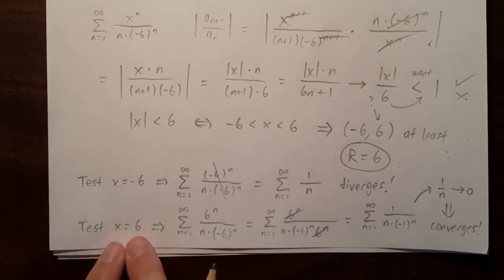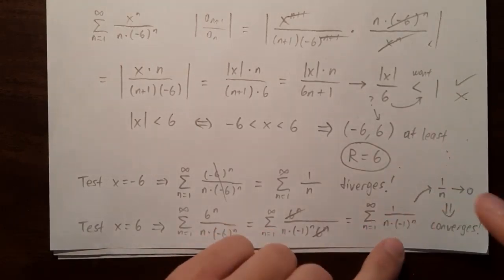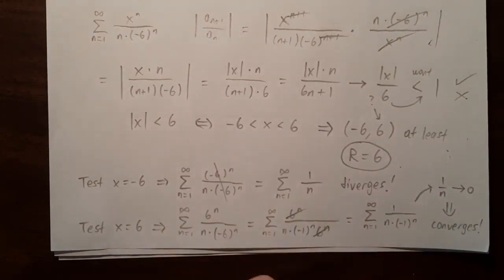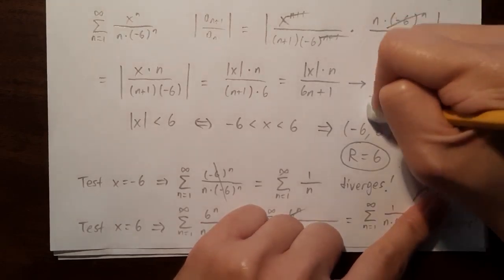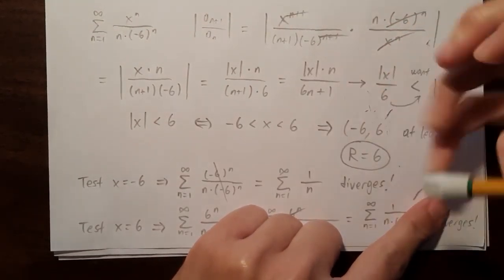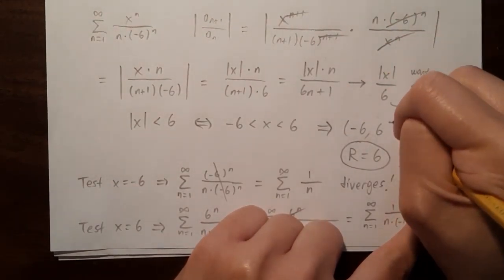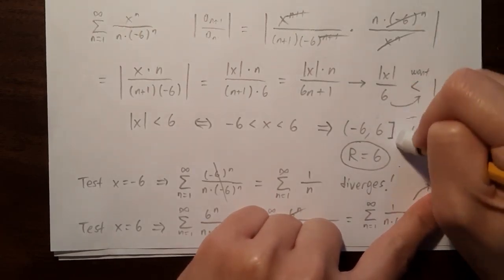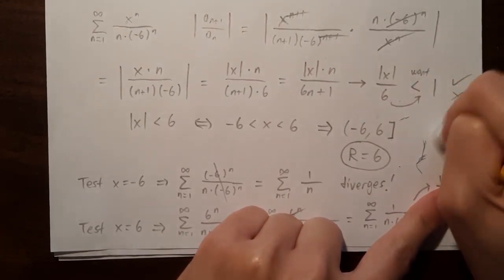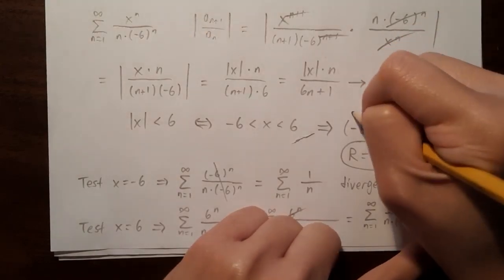So I plugged in 6, and I wound up getting a convergent series. What that means is 6 should actually be included as part of the interval of convergence. So I will represent that by getting rid of that parenthesis and replacing it with a bracket. And that, then, is the full story. That is the full interval of convergence.